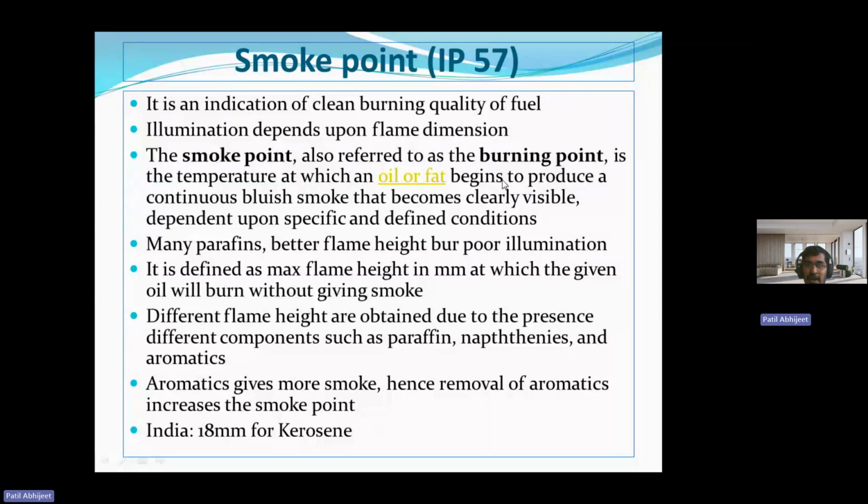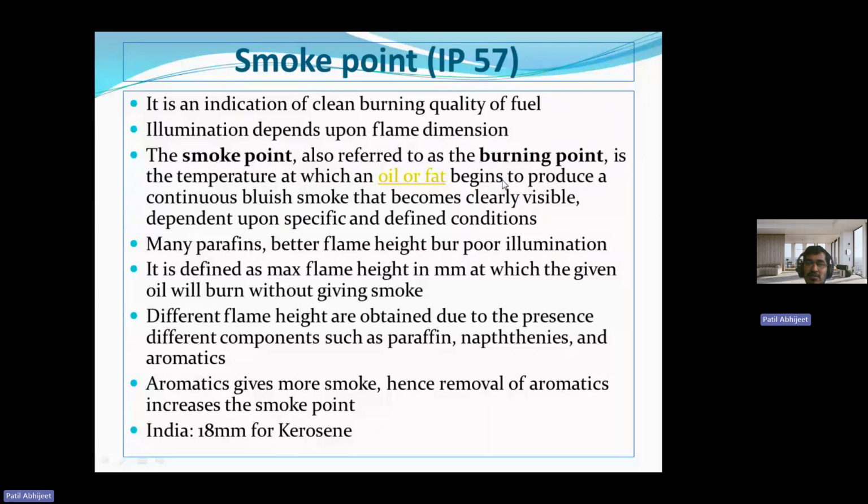So what is the smoke point? It is the burning point, or the temperature, at which oils or fats begin to produce continuous bluish colored smoke, which becomes clearly visible when burning. It depends upon specific and defined conditions.